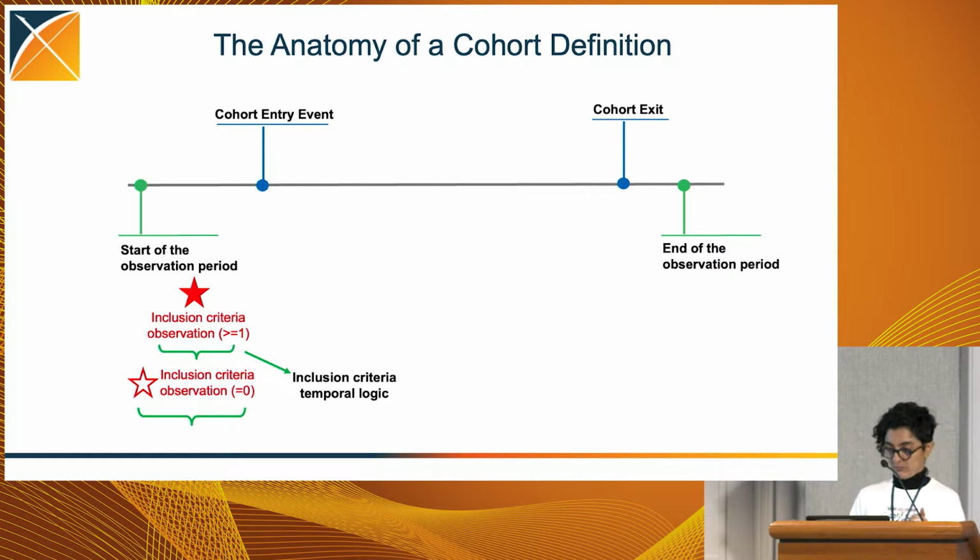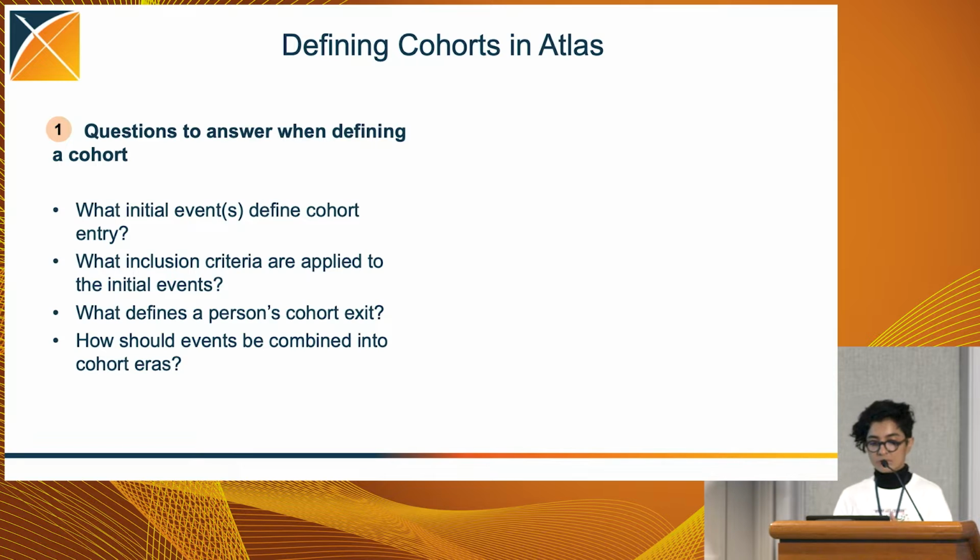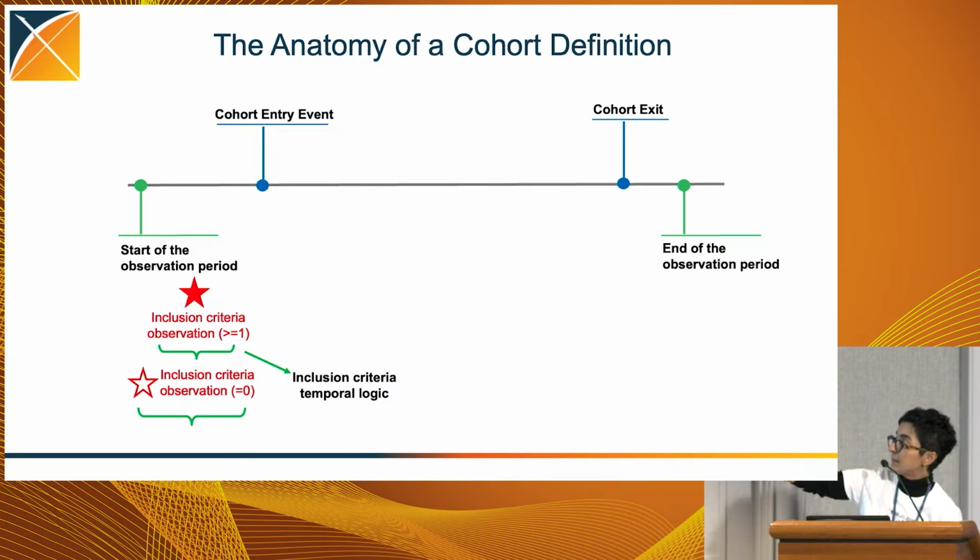So when we want to do that, these patients need to be followed up throughout time, and then we have to define what are the criteria when they exit the cohort. So the cohort exit criteria. So these three pieces will define your cohort.